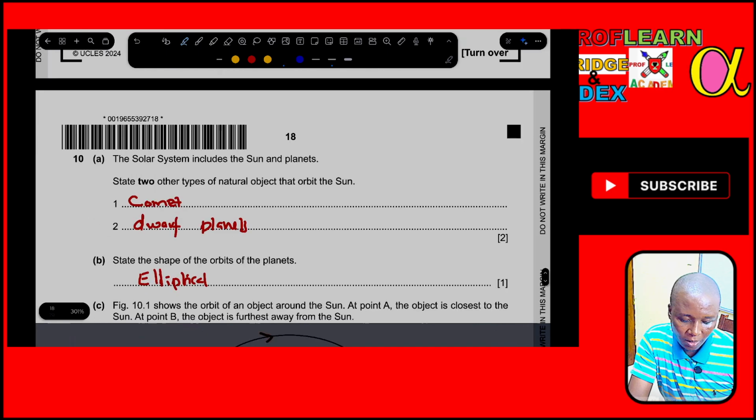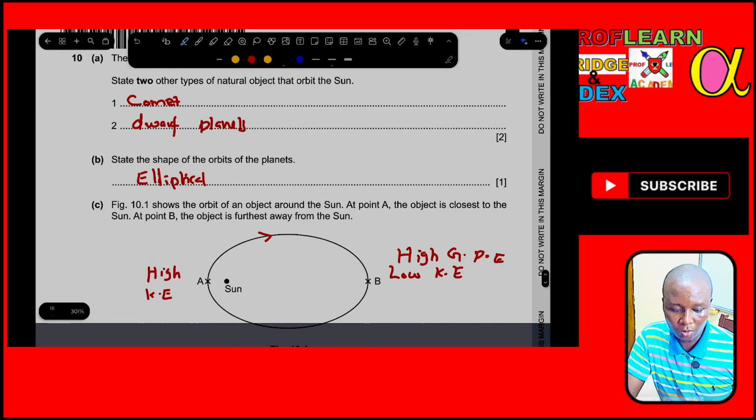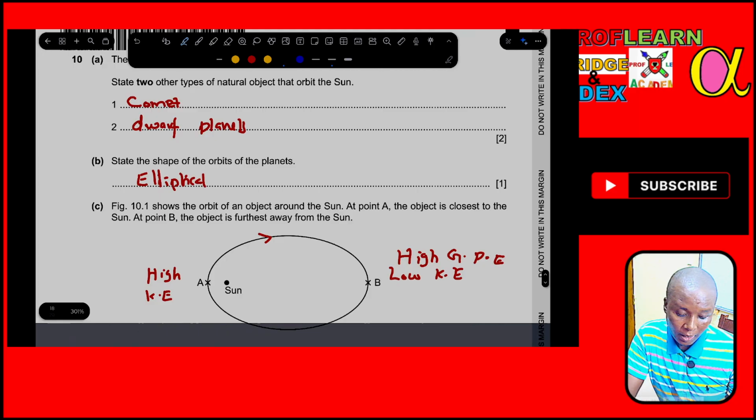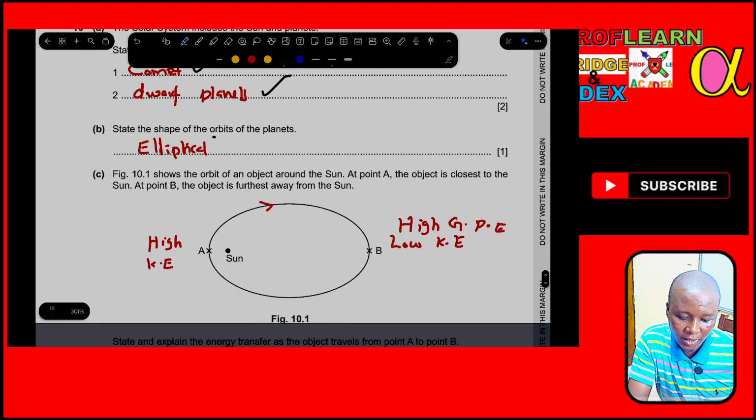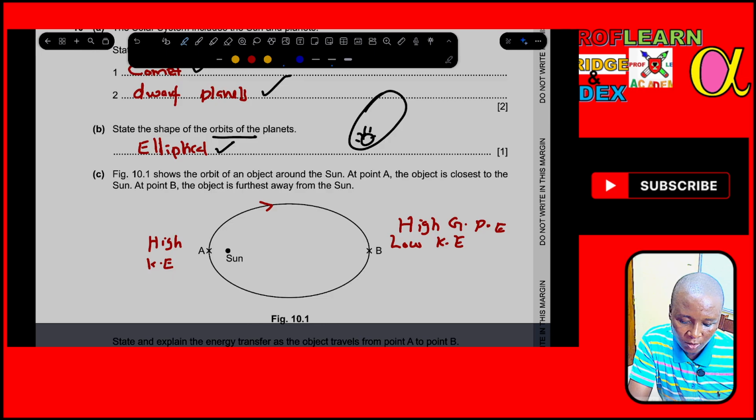And question number 10, that is space physics, candidates were supposed to state a natural object that orbits around the sun. In that case, candidates were to state comets, dwarf planets. Then the shape of the orbit of a planet is usually elliptical. And for a comet, the sun is always towards one end. This is the orbit of a comet. If you are asked, it's moving slow in this region, and moving very fast at this particular region.